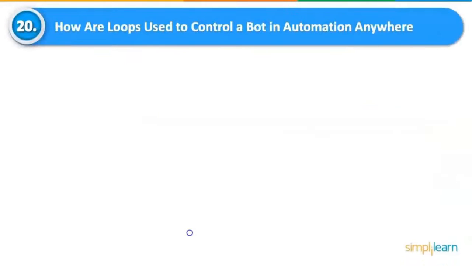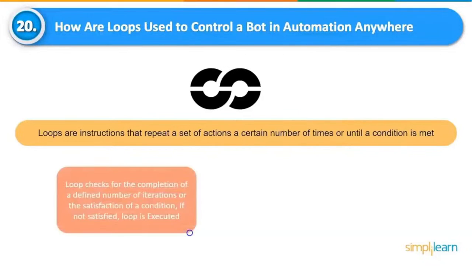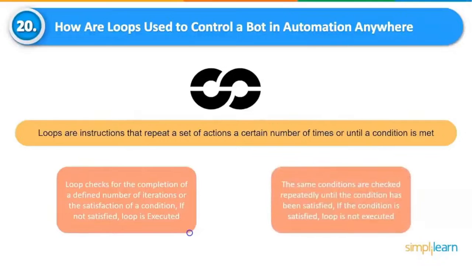How are loops used to control a bot in Automation Anywhere? Loops are one of the most powerful bot building constructions. Loops are the instructions that repeat a set of actions a certain number of times or until a condition is met. When a loop checks for the completion of a defined number of iterations or satisfaction of a condition, if not satisfied, the loop is executed. The same conditions are checked repeatedly until the condition has been satisfied. If the condition is satisfied, then the loop is not executed.